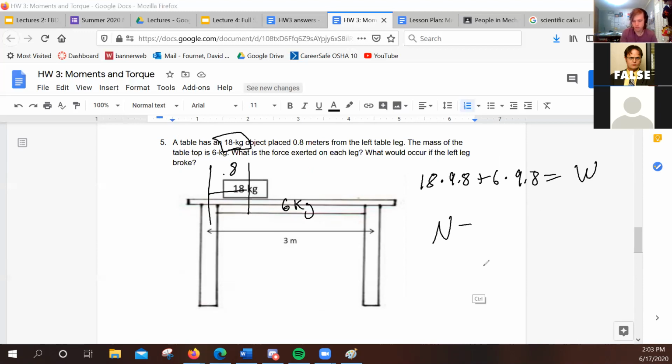But that's wrong. And the reason it's wrong is because the weight is not applied evenly. If the box was right in the middle of the table, the normal force on both legs would be the same. But because it's not, the force on this leg is going to be more than the force on this leg, right? So this one will be a very little force, and this one will be a larger force.